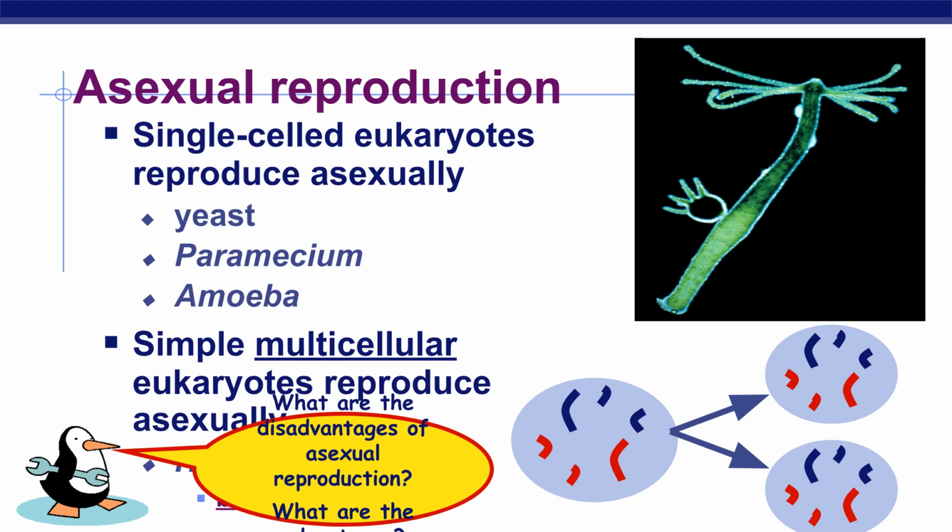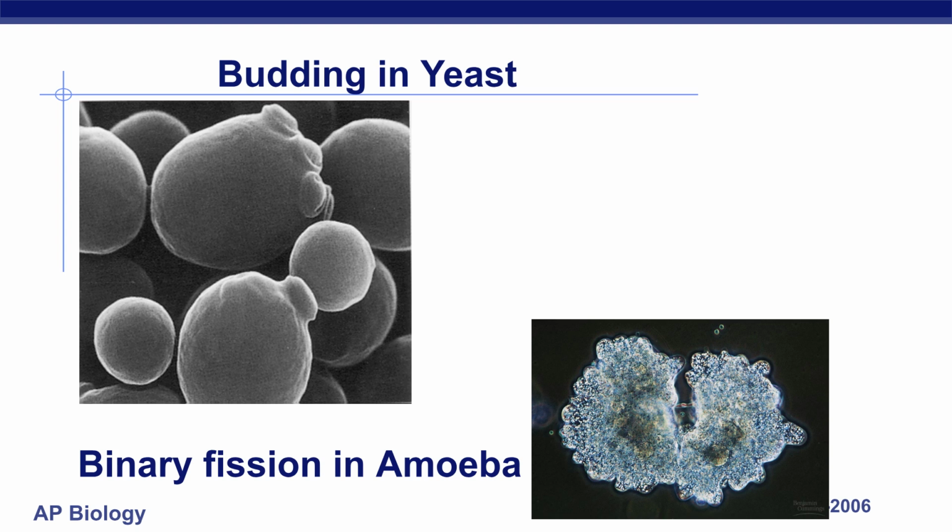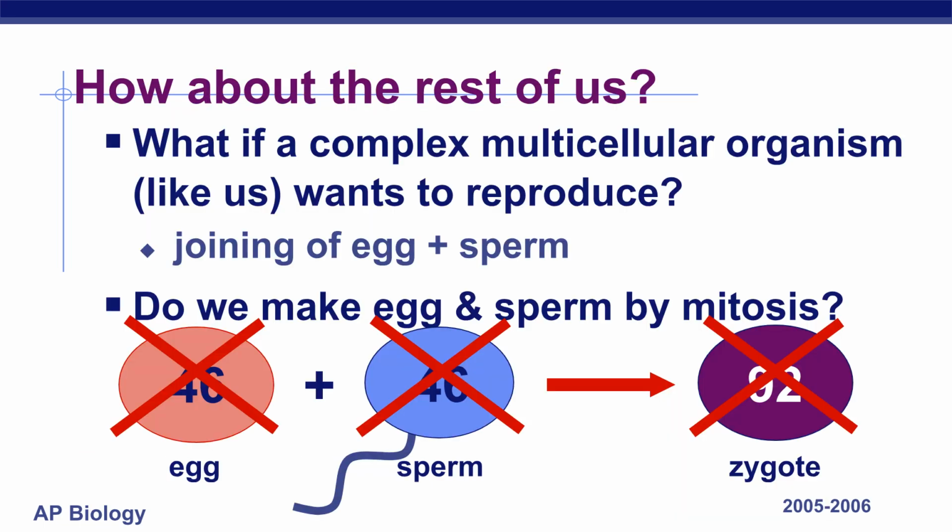What are the advantages and disadvantages of asexual reproduction? Examples of asexual reproduction include budding in yeast and binary fission in amoeba. These processes create new individuals that are genetically identical to the single parent. What if a complex multicellular organism, like humans, wants to reproduce?